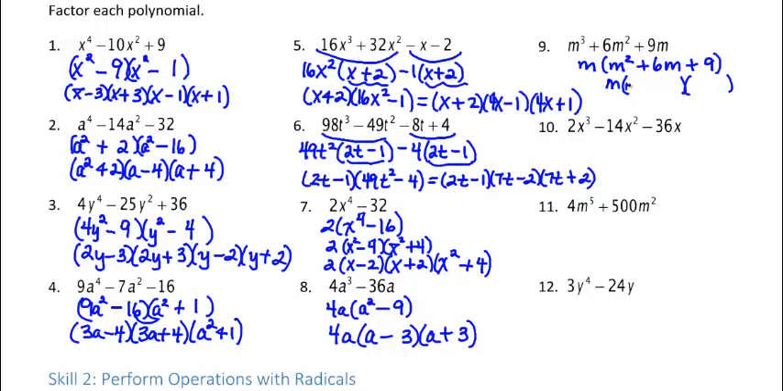We know m squared factors as m and m. The factors of 9, whose sum is 6, are 3 and 3, and all signs are positive. So we can really write this as m times m plus 3 quantity squared.